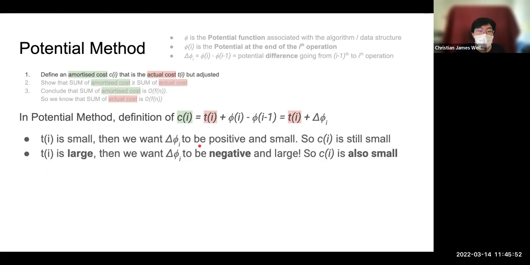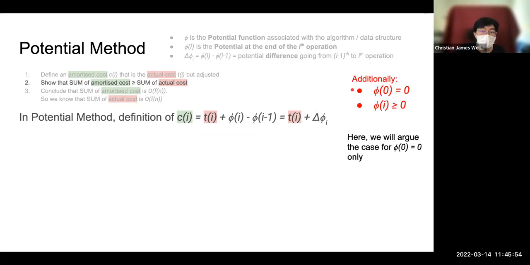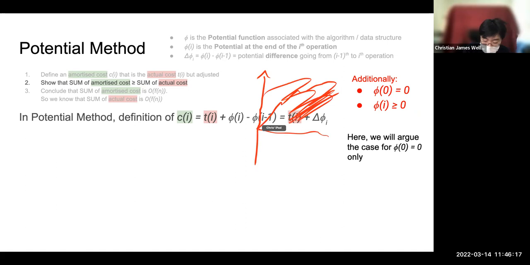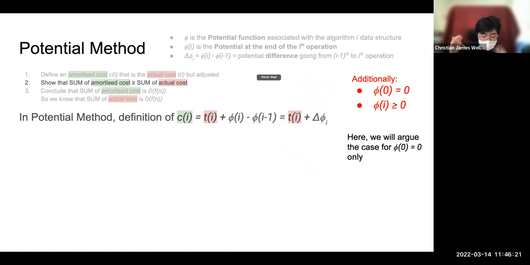Additionally, one condition I did not mention so far is that typically we define phi of 0, basically at the start, when we haven't done anything yet, the potential should be 0, and every potential should be non-negative. So the graph of the potential function should always be in this region somewhere. It should never be in the negative region. Okay, so this is the potential method definition.